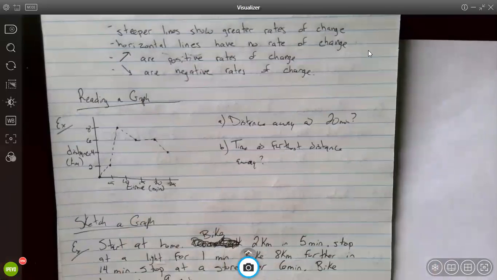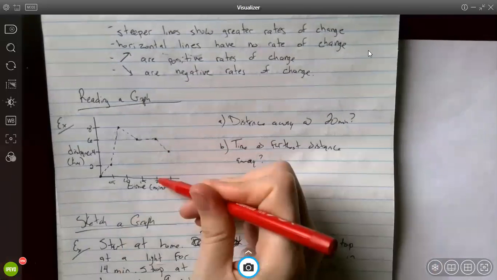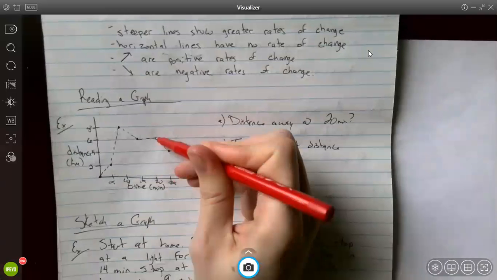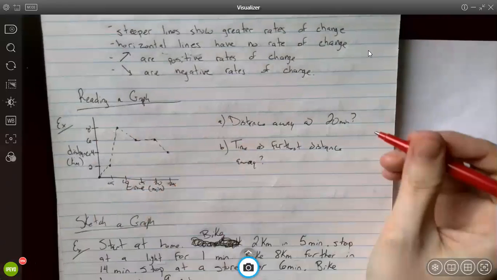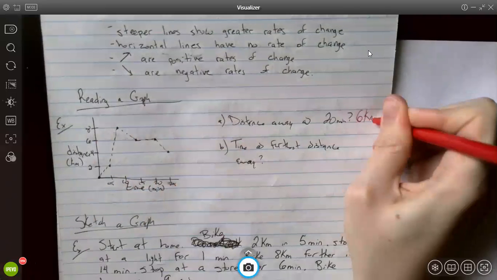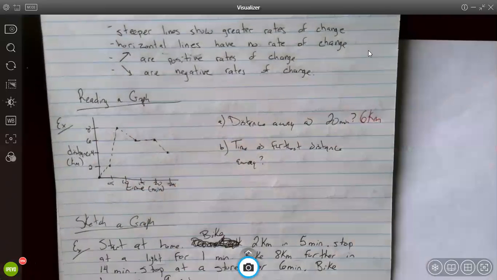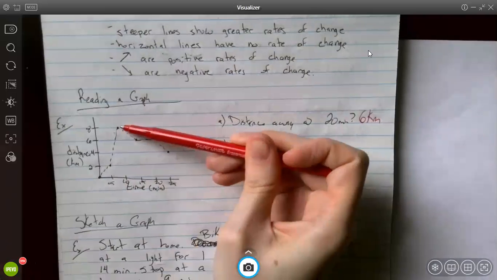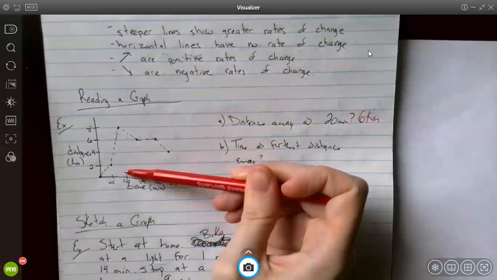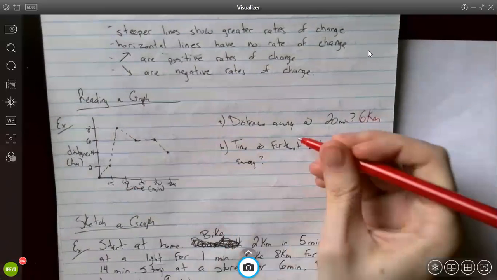What distance away is the person at 20 minutes? So we just find 20 minutes, go up, and then go over to the distance, and it would be 6 kilometers. What is the time at the furthest distance away? Well, this is distance, so the furthest distance away would be the highest point, and the time would be about 10 minutes.